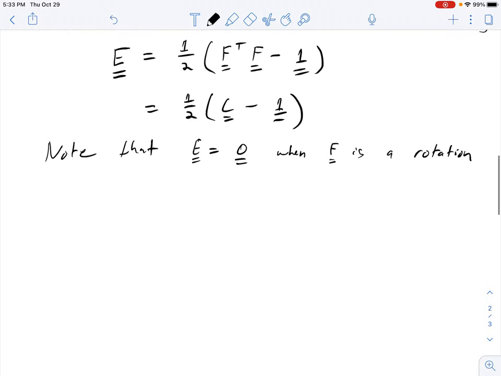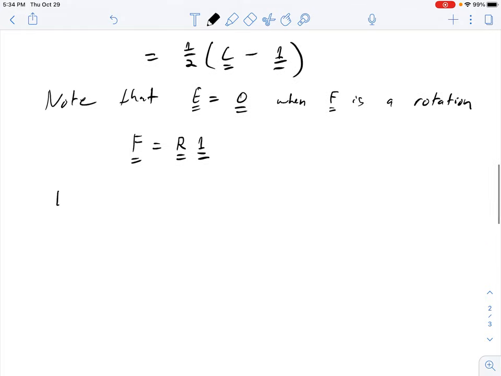All right, so we can do the polar decomposition on F if it's a rotation. F is equal to R times U, but U is just the identity if it's a rotation. So E is equal to 1/2 the identity transpose, R transpose, so those two are F transpose, and then R times the identity, the second two there are F, minus the identity.